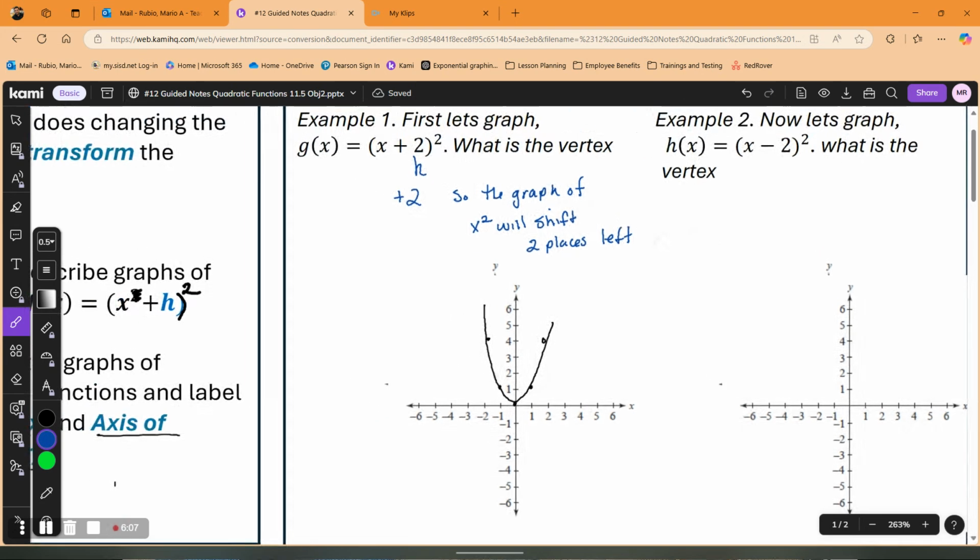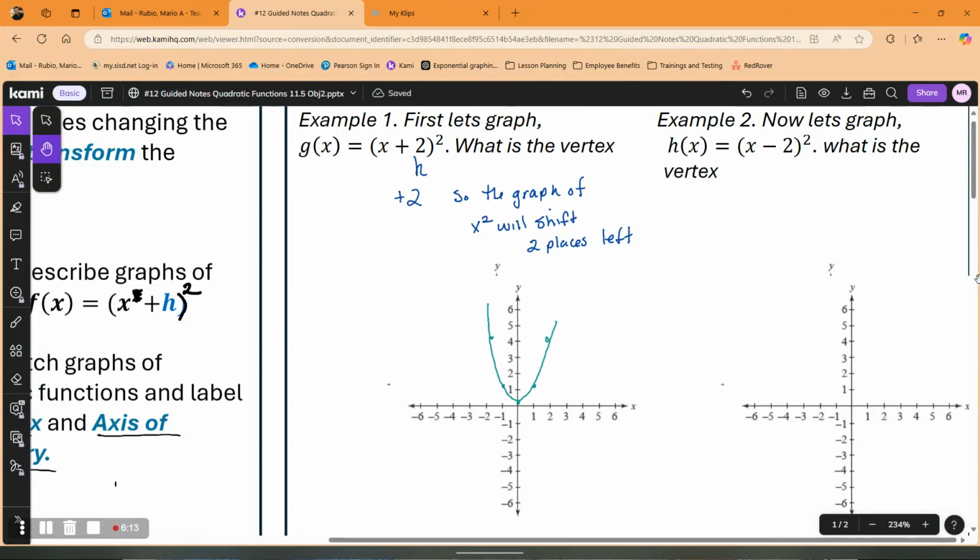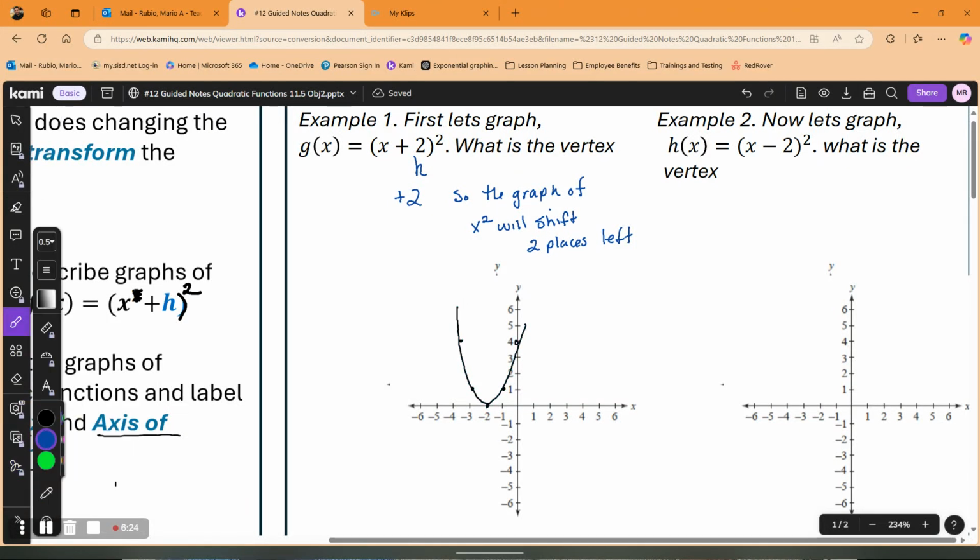But when it's x plus 2 squared, let me see if this works. Look, we're going to go over 2 places, 1, 2 to the left. Every point stays the same, every point shifts over 2 places. Okay?